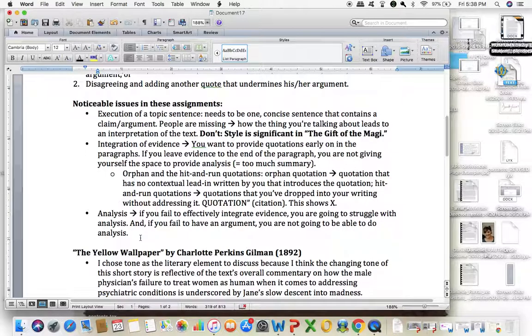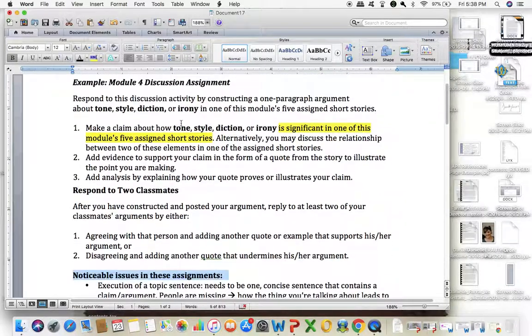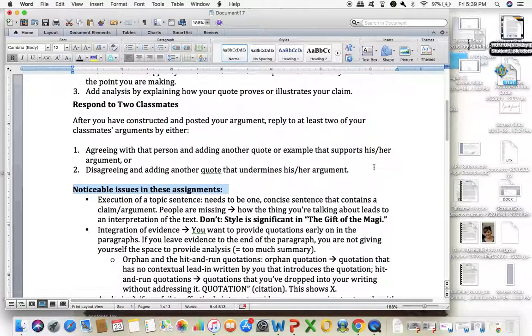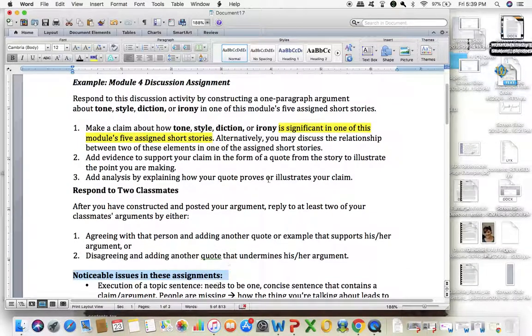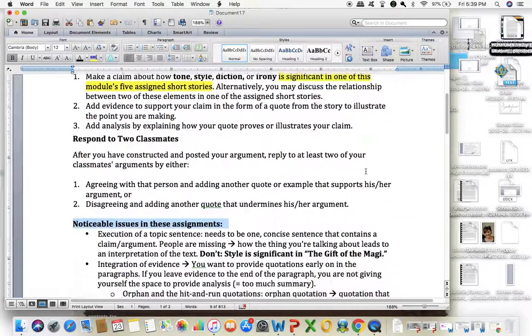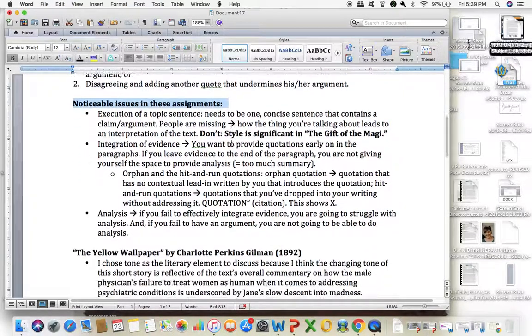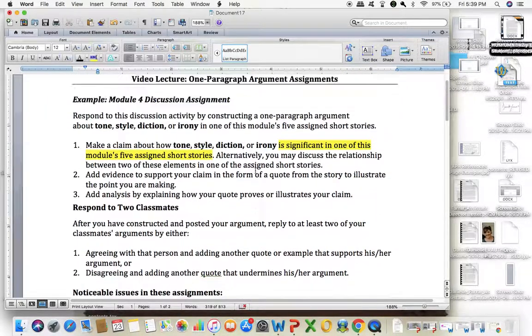back to. So notice that all of the noticeable issues in these assignments are all directly, and I didn't do that purposefully, but they are all explicitly connected to the three major criteria in this assignment. And that's the execution of the topic sentence, right, which is making a claim, the integration of evidence, which is evidence, and then the analysis. So that's all three things. Those are the three major parts of this assignment.